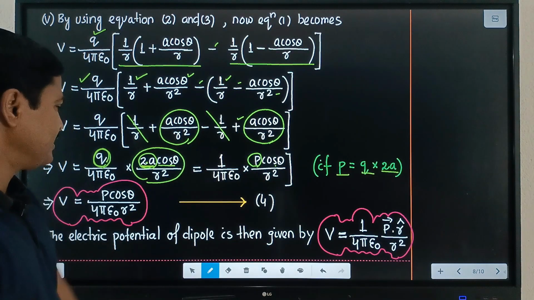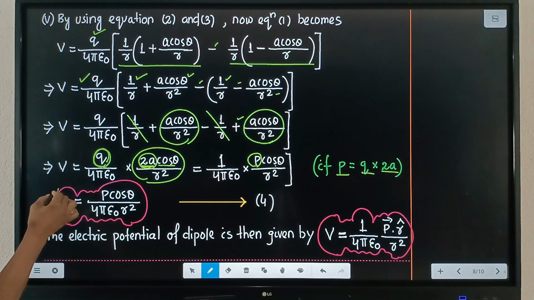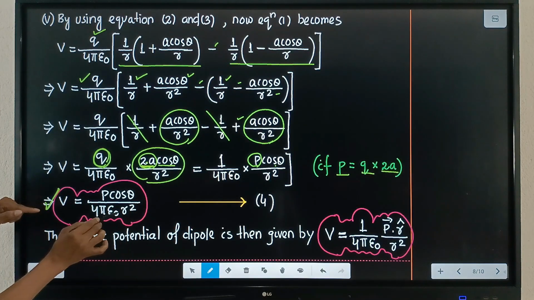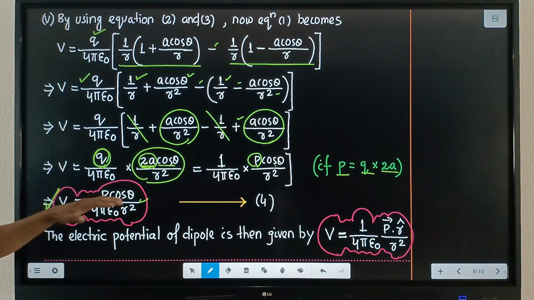Clear? So finally we get the potential at the observation point, that means at point P, V is equal to p cos theta divided by 4 pi epsilon 0 r square. This one is the final expression.